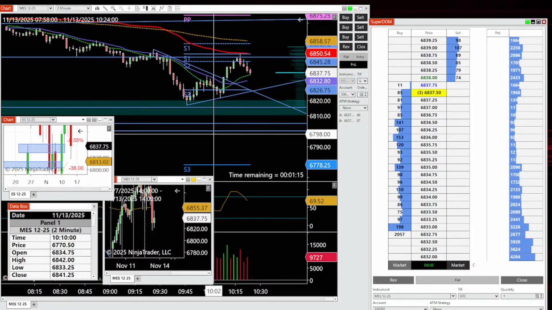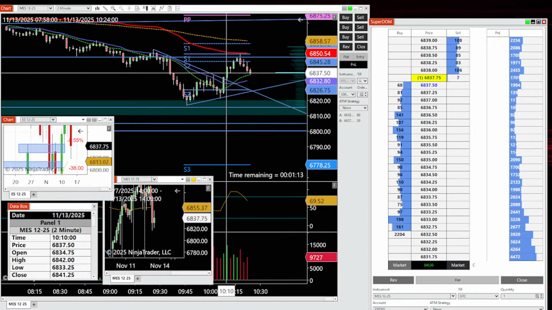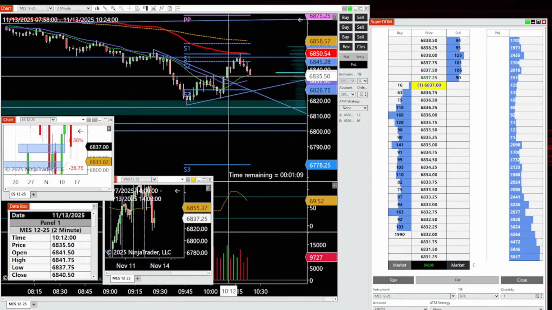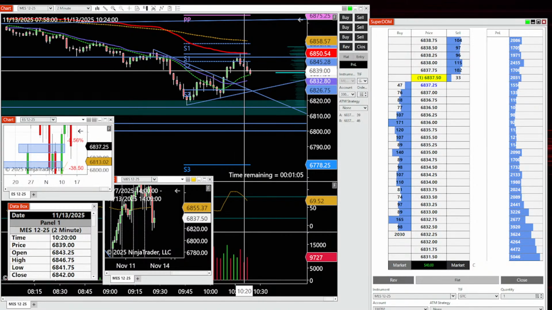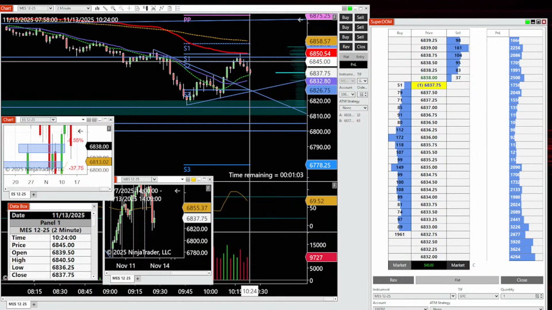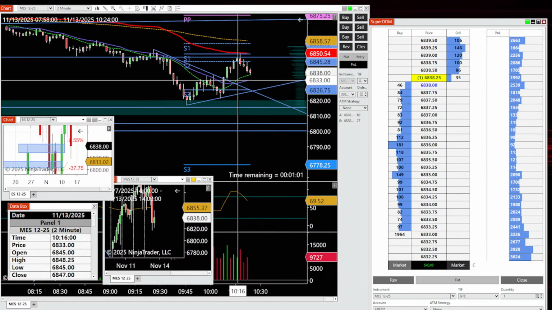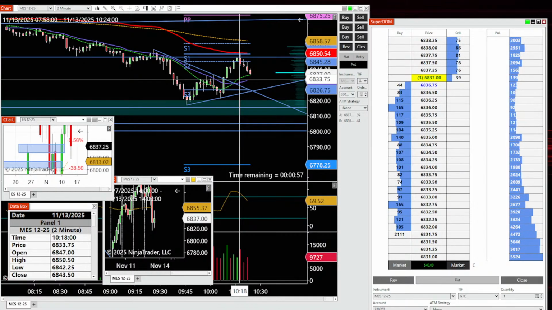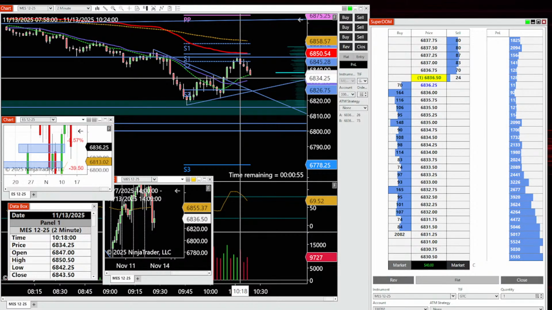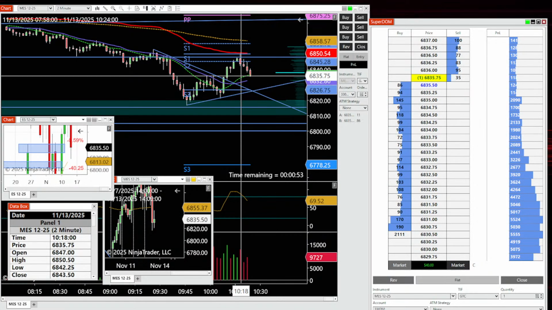I've just been getting stopped out on a lot of these moves. I've been trying to get the 10 points. So now, I've been getting stopped out short and getting hit on these pops. So, trying to stay away from the pops. Not getting hit on the pops.